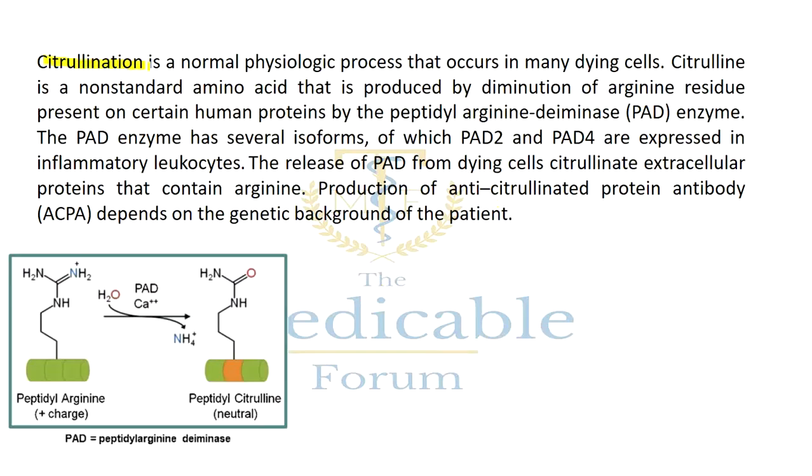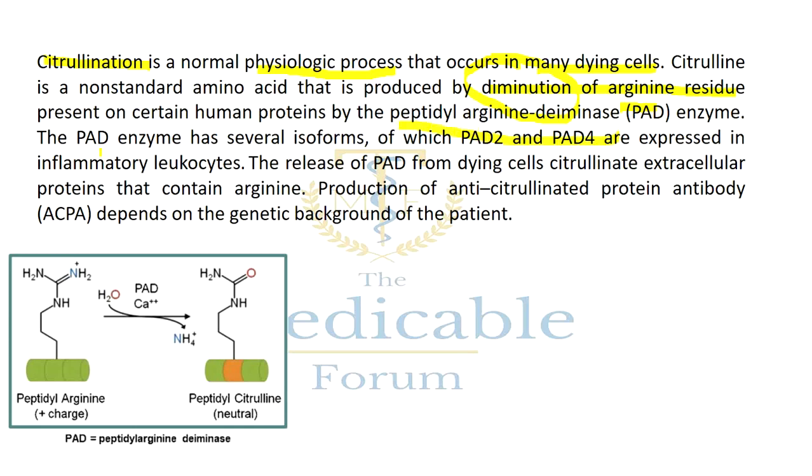So what's citrullination? It is actually a physiological process that occurs in many dying cells. Citrulline is a non-standard amino acid that is produced by deimination of arginine residues. Make note that it is not deamination, it is deimination, right? This happens in the presence of an enzyme, PAD. What's PAD? Peptidyl arginine deiminase.